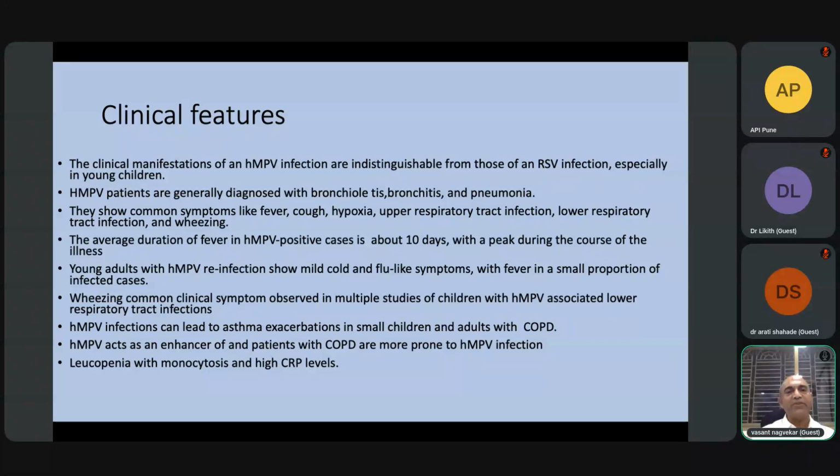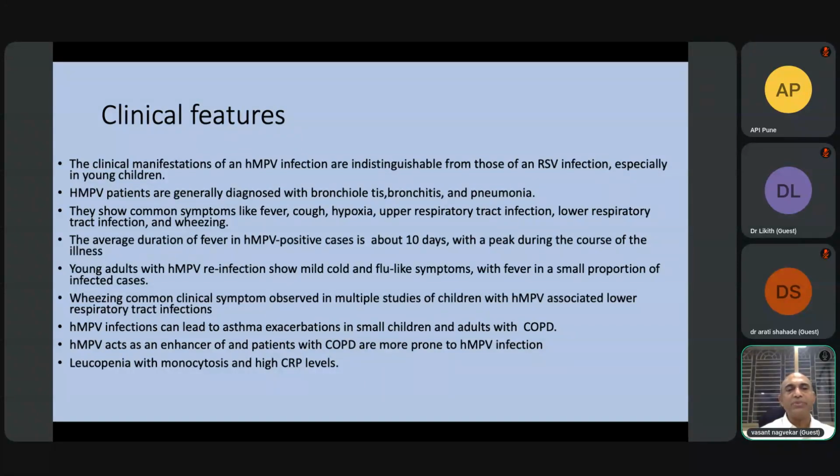So coming to the clinical manifestations, human metapneumovirus infection is indistinguishable from respiratory syncytial virus infection, especially in young children. Human metapneumovirus patients are generally diagnosed with bronchiolitis, bronchitis, and pneumonia. So anybody having a severe bronchospasm, especially children below 1 year of age, may have HMPV, or it could be respiratory syncytial virus as well.